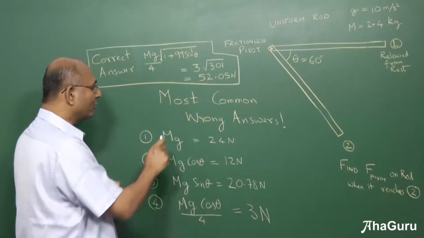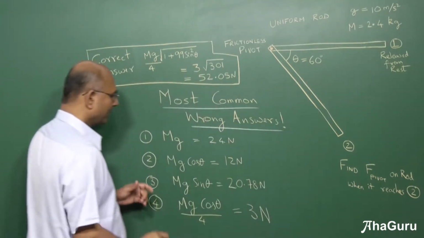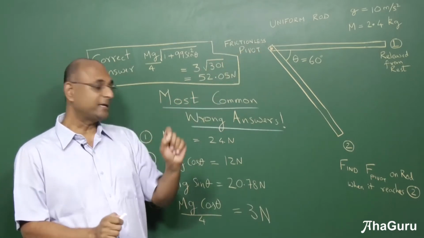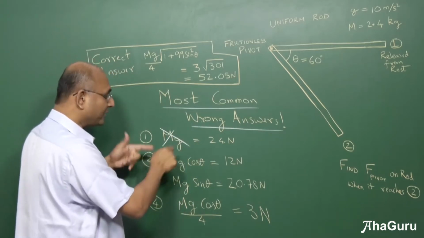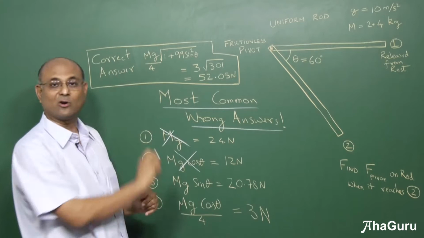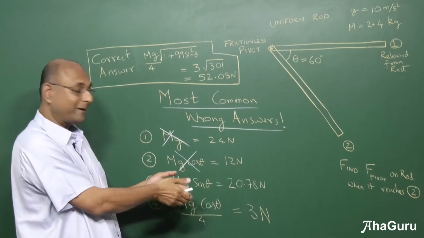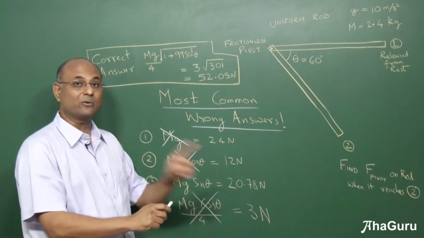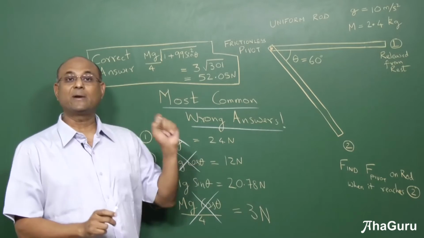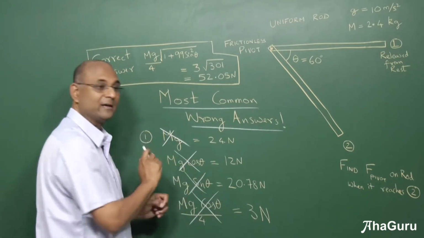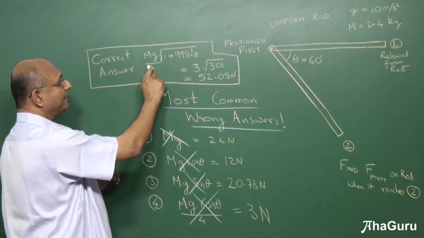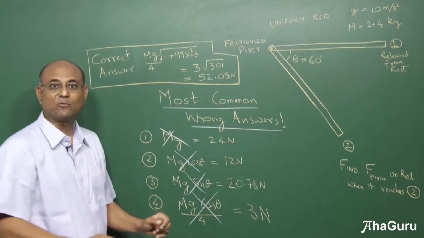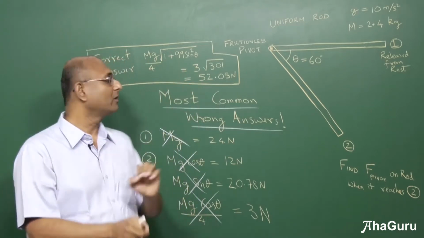Let us first look at the most common wrong answers. Many people write the answer that the force exerted by the pivot is mg, which is 24 newtons. This is wrong. mg cos theta is the next most common answer, which is also wrong. mg cos theta by 4, people have done a lot of work to get this answer. That is also wrong, and some of you may be surprised why. 3 newtons is not correct. mg sin theta, 20.78, is also not correct. The correct answer turns out to be mg by 4 into the root of 1 plus 99 sine squared theta, which is 52.05 newtons. Let us see exactly how we can get this answer.